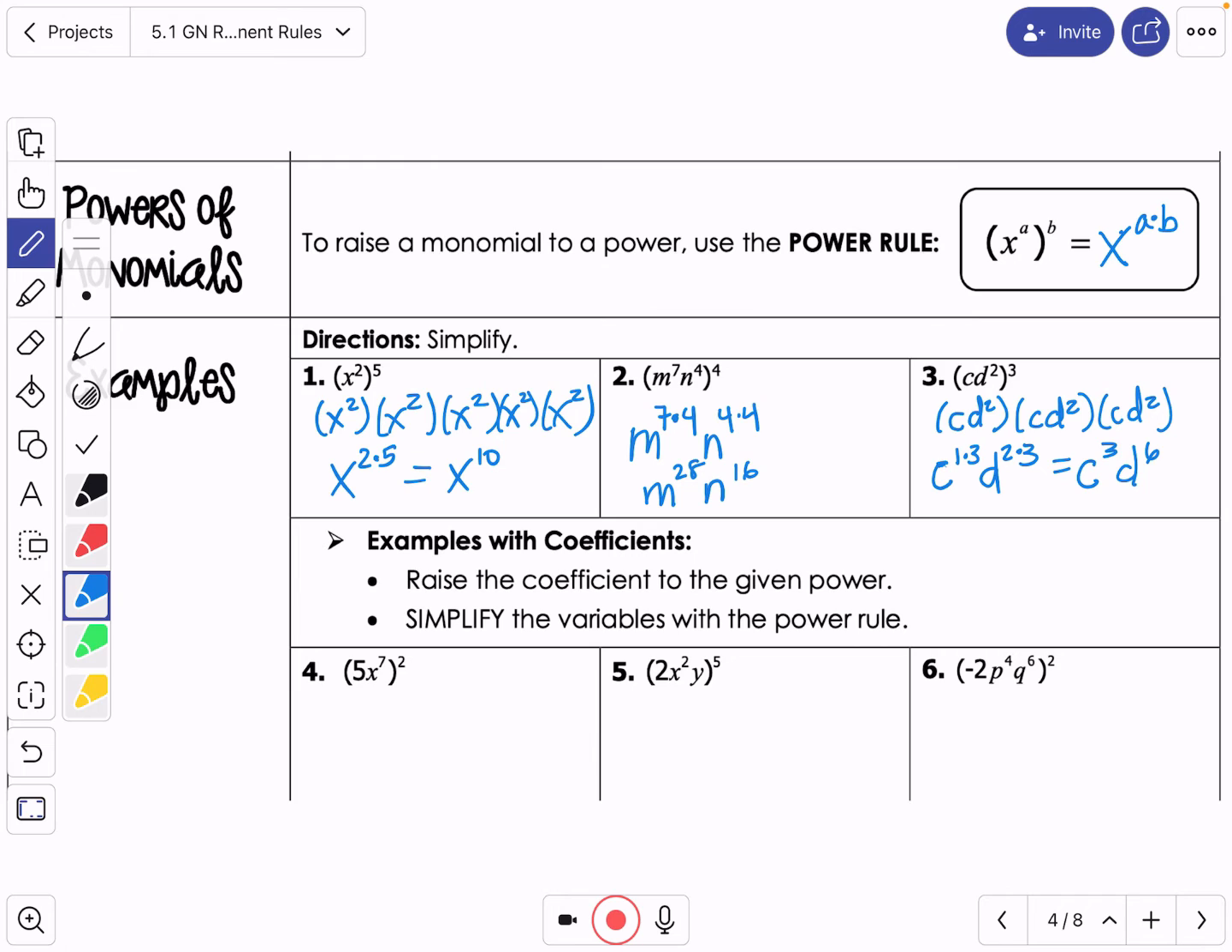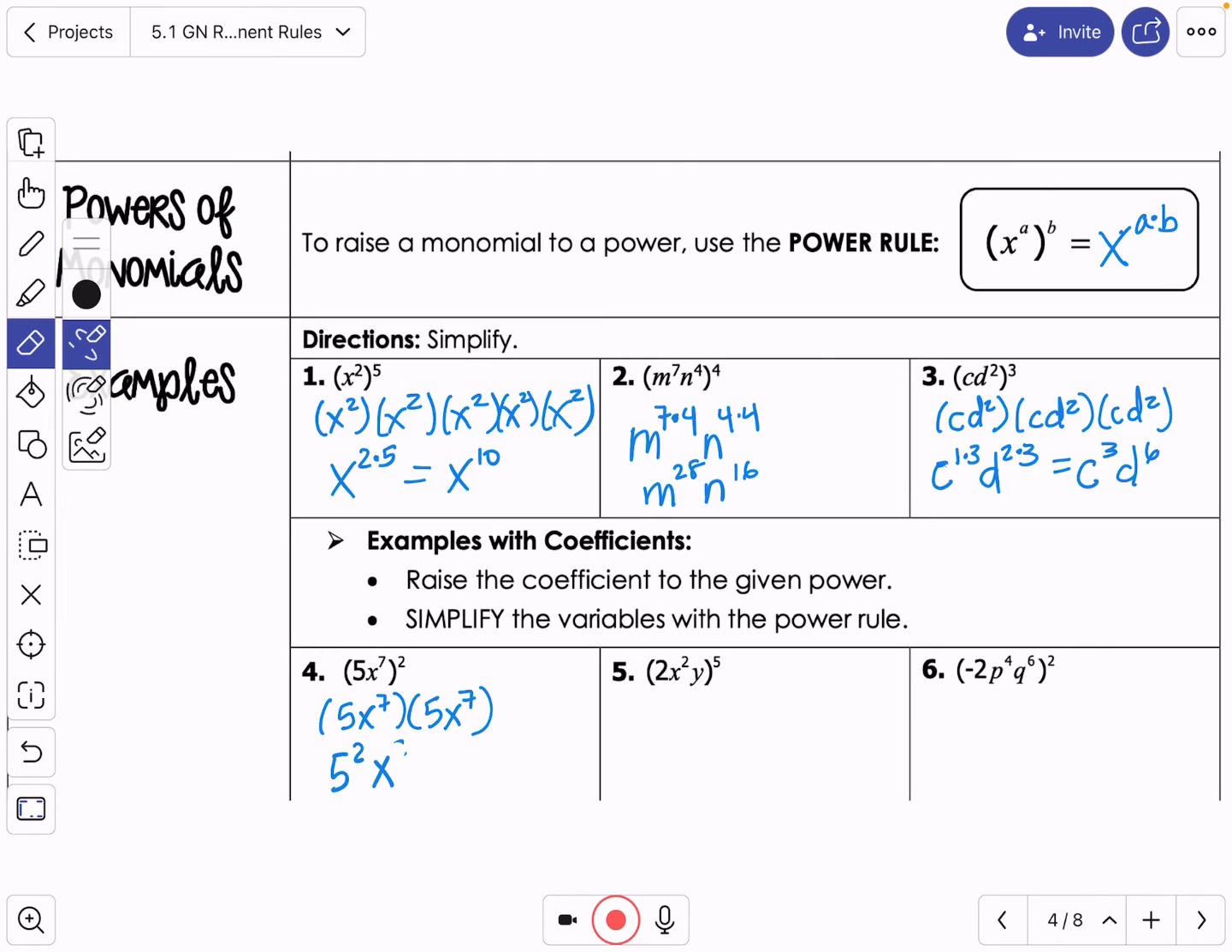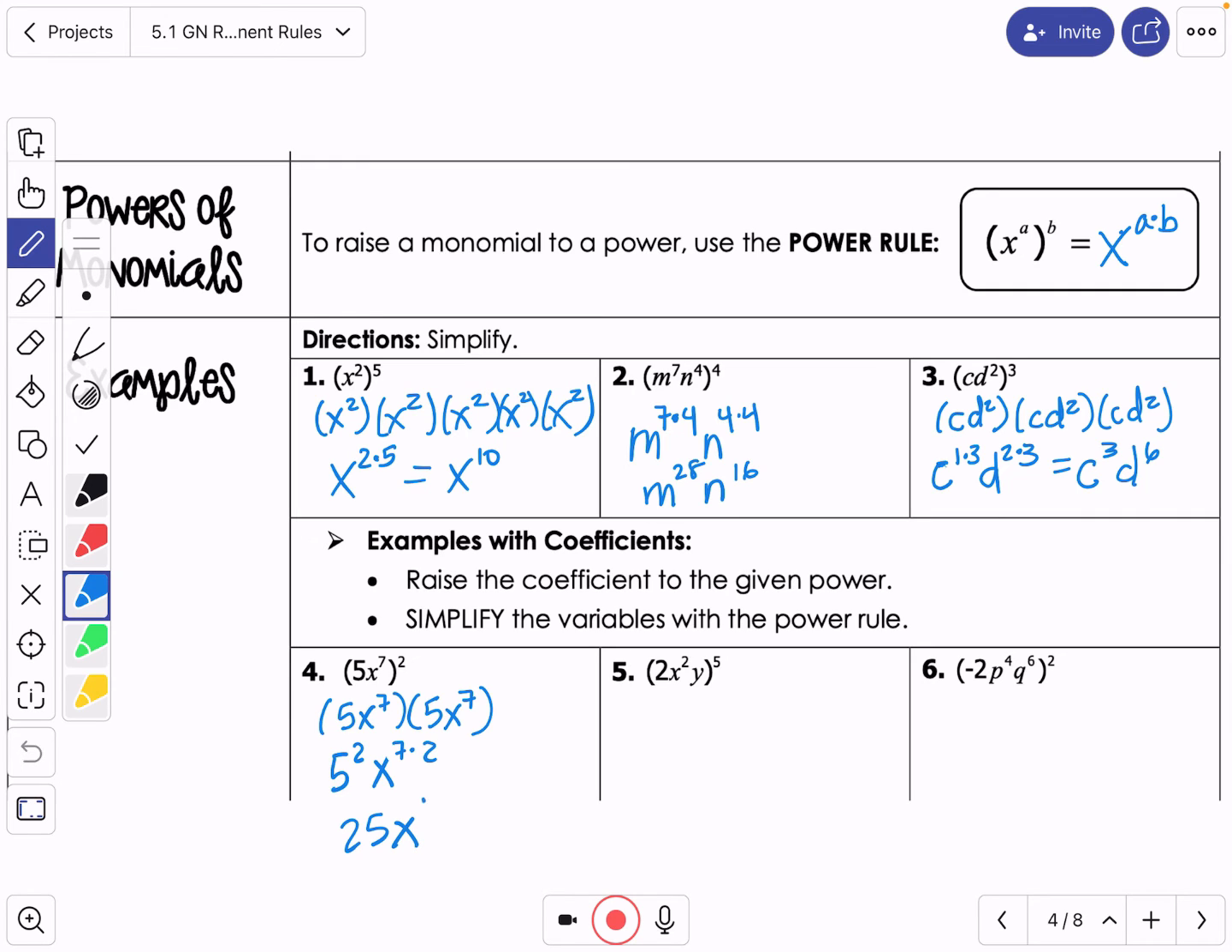And then, when we have a coefficient in front of the variable, you raise the coefficient to the given power, and then you simplify the variables with the power rule. So 5x to the 7th raised to the 2nd power, that's like 5x to the 7th times itself. It becomes 5 squared times x to the, actually let me write it in the order that it is, x raised to the 7 times 2, or 25x raised to the 14.